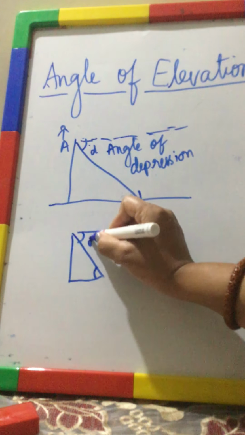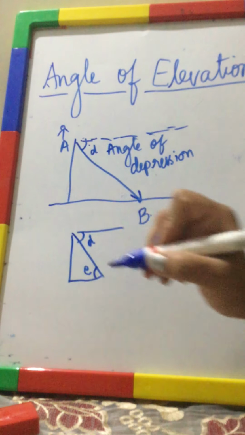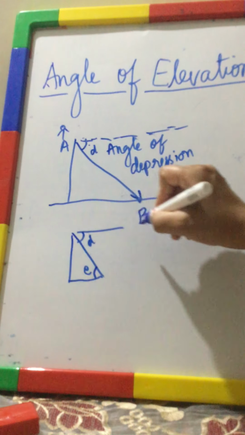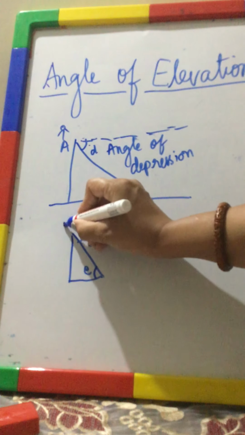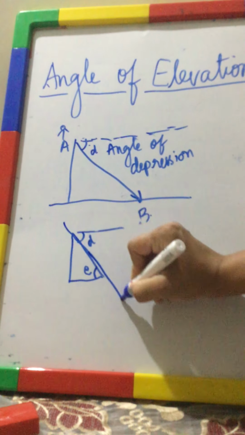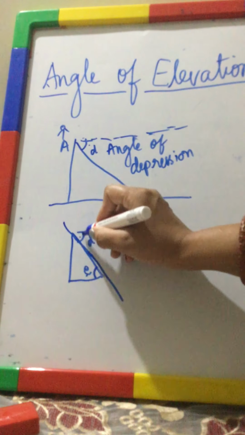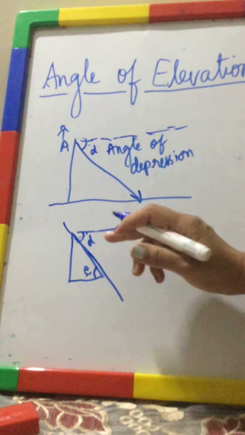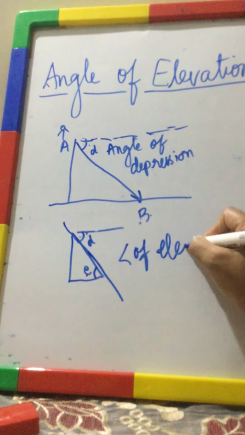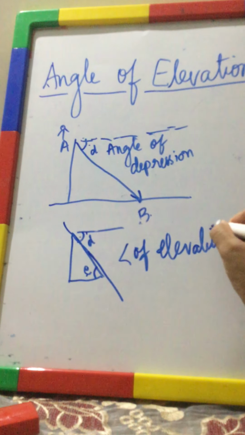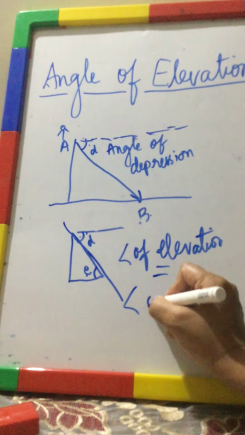Thus, in any triangle, if we have an angle of depression, then this is equal to the angle of elevation. The angle of depression is always equal to the angle of elevation because this line is parallel to the ground, to the horizontal, and this line makes a transversal. So, this makes a pair of alternate interior angles. So, angle of elevation is always equal to angle of depression.